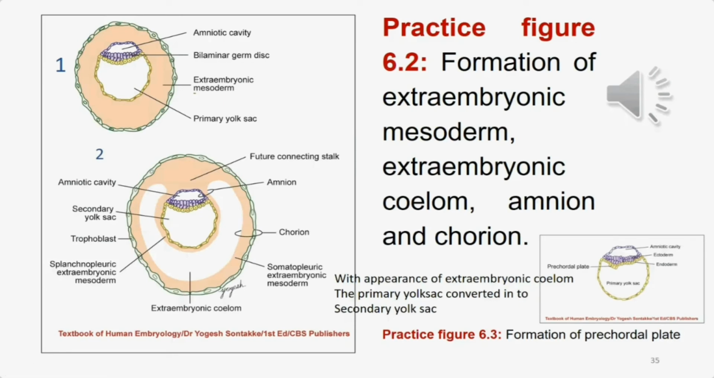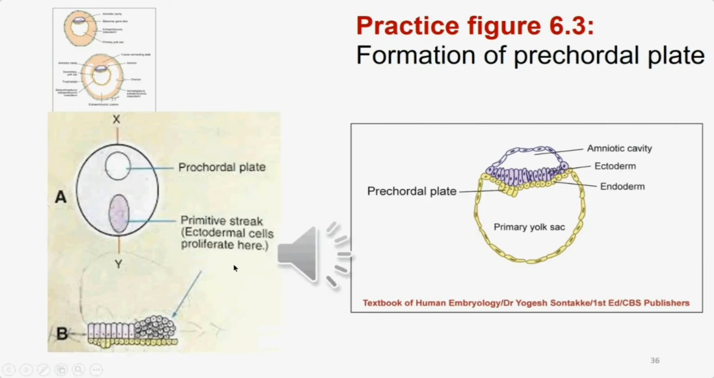Okay, now two things are formed, the amnion and the chorion. What is the amnion and what is the chorion? The trophoblast together with the extra-embryonic mesoderm is known as the chorion.